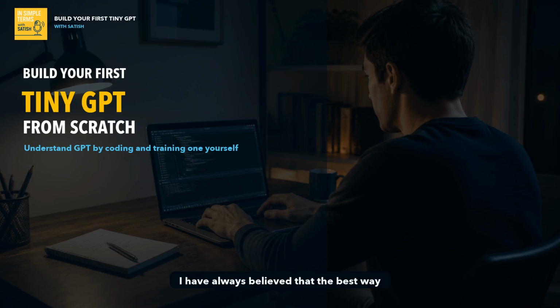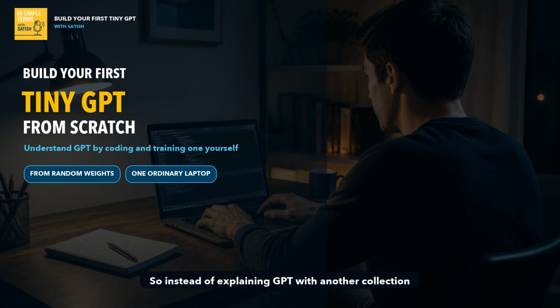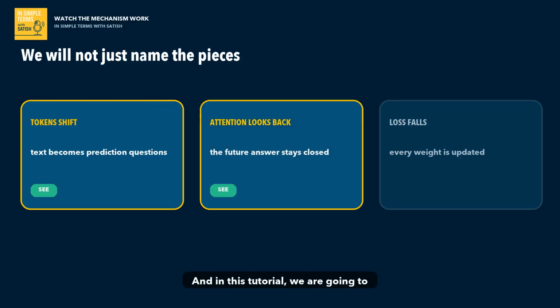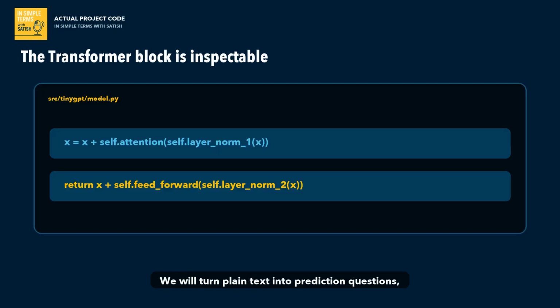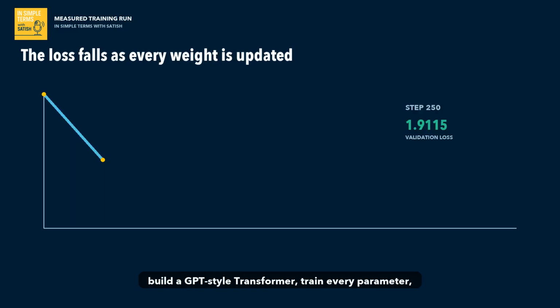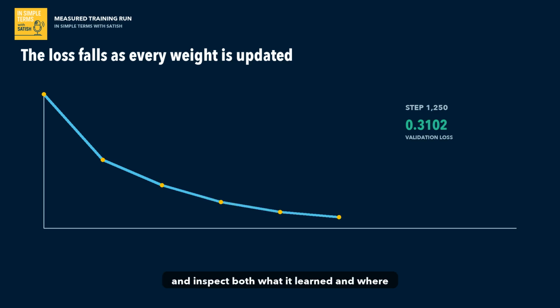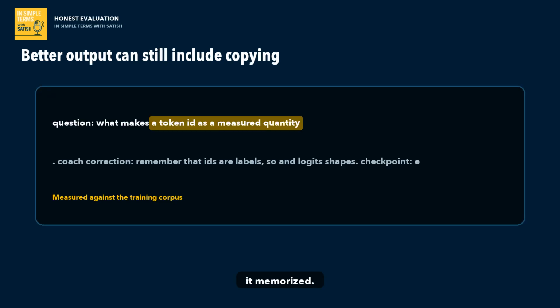I have always believed that the best way to understand technology is by building it yourself. So instead of explaining GPT with another collection of diagrams, I decided to build the smallest working version I could from random weights on an ordinary laptop. And in this tutorial, we are going to build it together. We will turn plain text into prediction questions, build a GPT-style transformer, train every parameter, and inspect both what it learned and where it memorized.